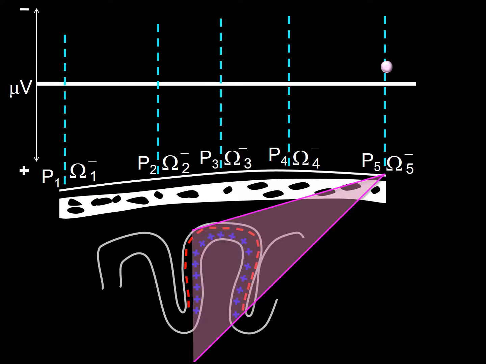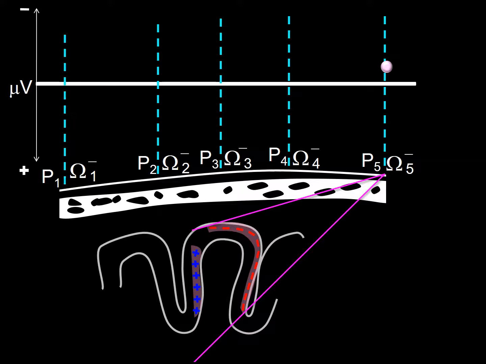An electrode looking at the same gyrus from the side will see the negative pole of the dipole in the wall close to it, but it will also see the positive poles of the dipoles on the wall further from it. I have depicted this concept in this frame.